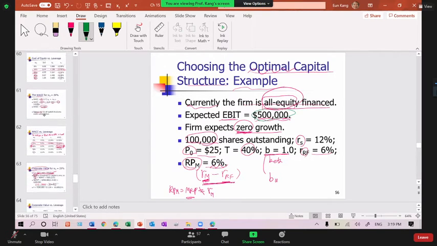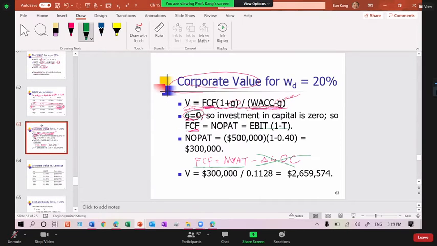So 500,000 times 1 minus T, there's NOPAT. There is 300,000 divided by WACC. Usually it's WACC minus G, but G is 0, so just WACC. That is 2,659,574, and that is the value of the company with 20% debt.